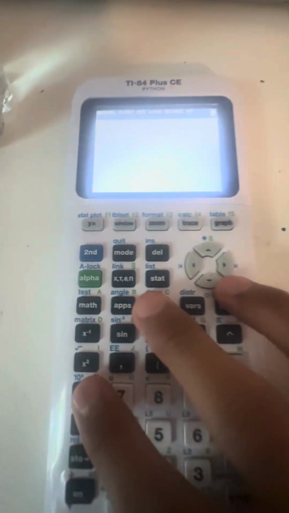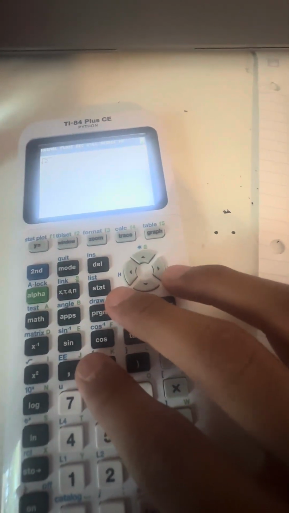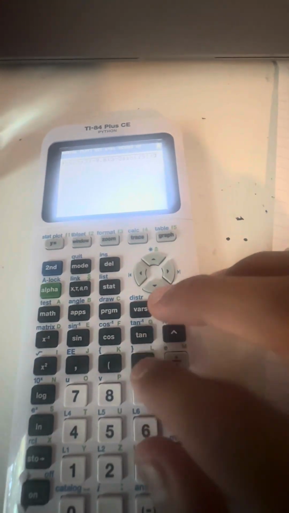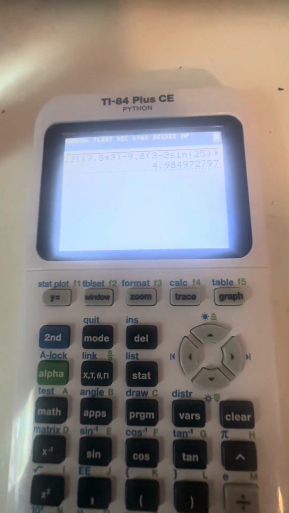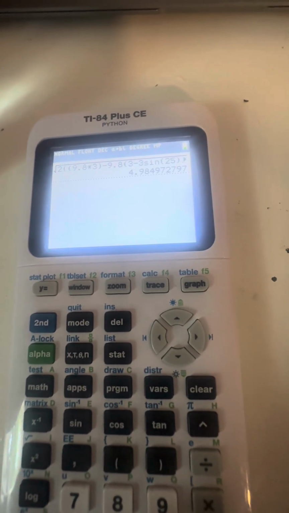Now we could go and plug this into our calculator. So square root of 2 times 9.8 times 3 minus 3 sine 25 is equal to 4.985 meters per second. So that's our final speed at that point. And since we're looking for the speed, we don't need direction. So that's our answer for part A.